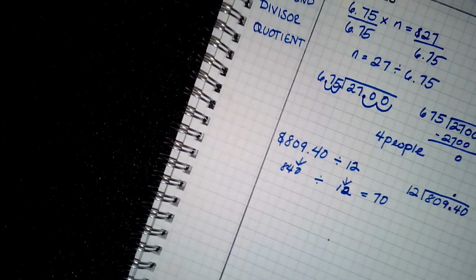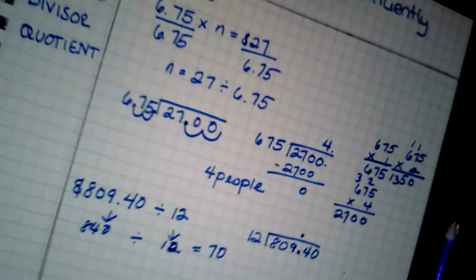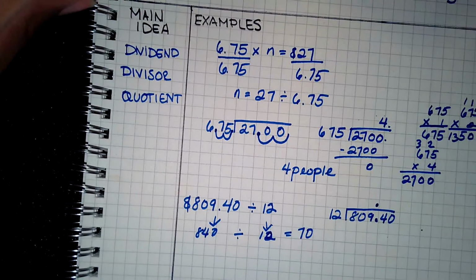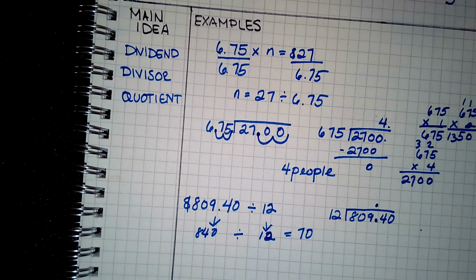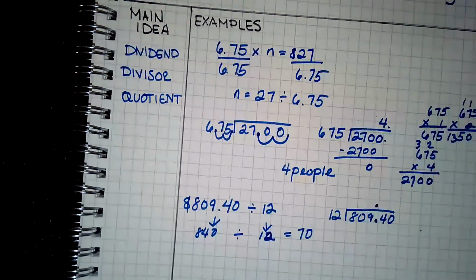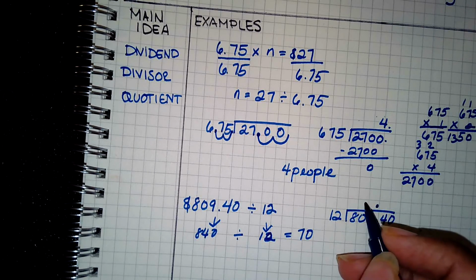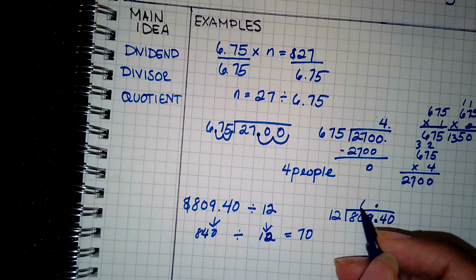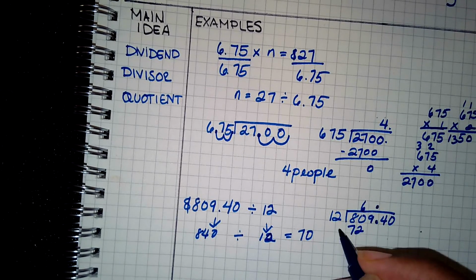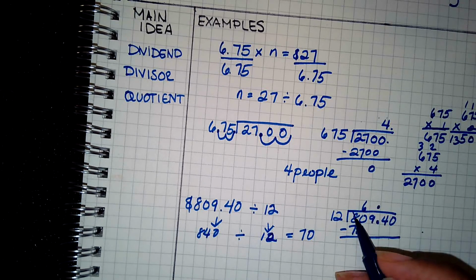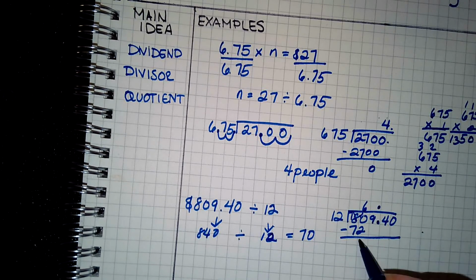Okay, so I have 809.40, and I want to see how many times 12 can go into that. So what I'm going to do first is 12 goes into 80 6 times, I have 72. I'm going to subtract, and I am going to borrow from the 8, and that will give me 8.